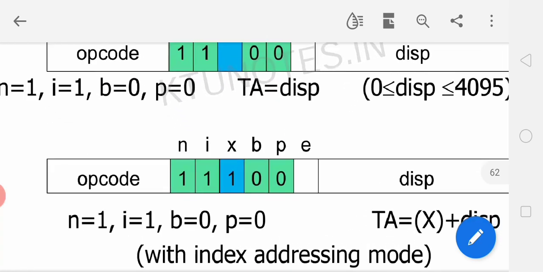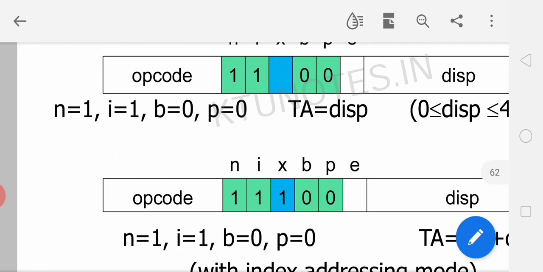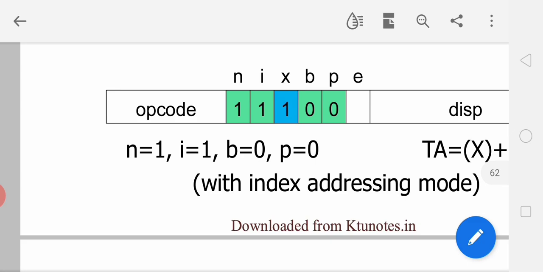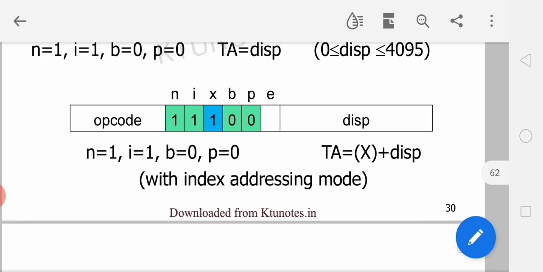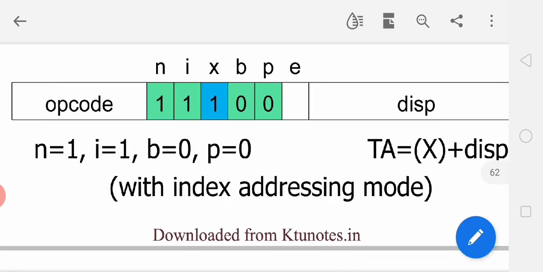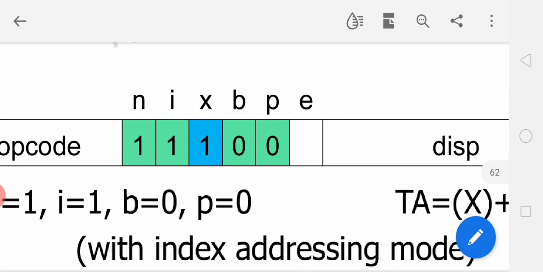Then if x is 0, it is direct addressing; if it is 1, that is indexed addressing. If x is equal to 1, that means we are using some other address in order to get the exact value. We need to calculate the target address as TA equals the contents in register X plus displacement. That means we are using an indexing method in order to reach the target operand's address, because we are using the contents in register X plus displacement, as it is indexed, given that x equals 1.